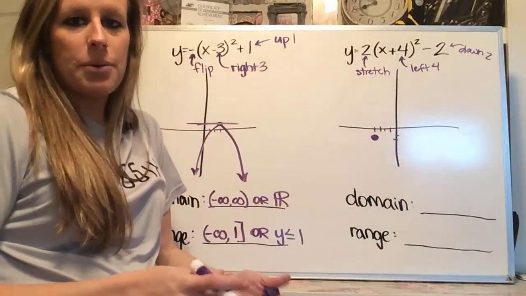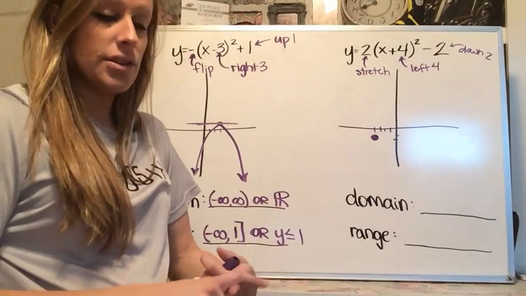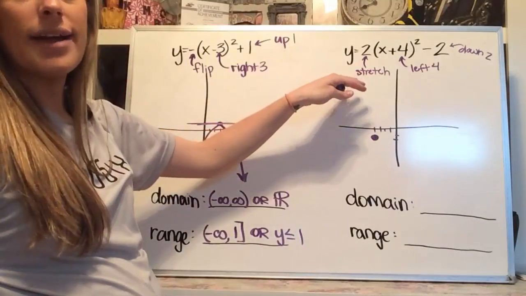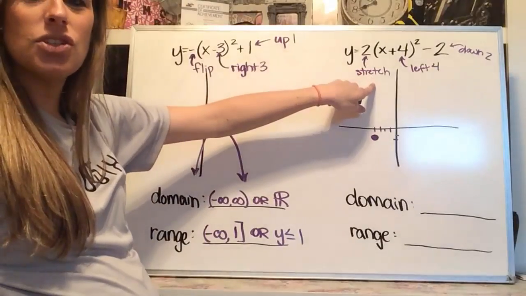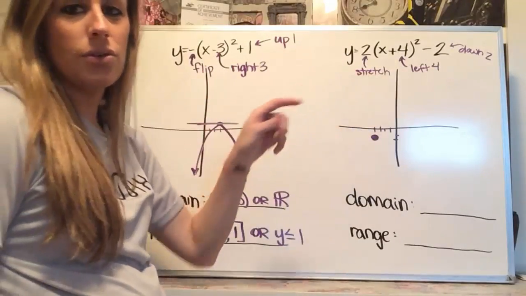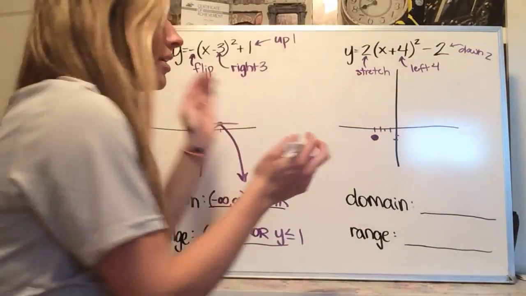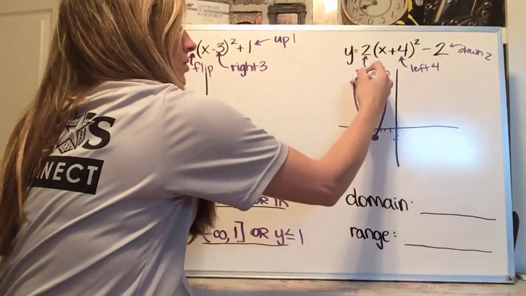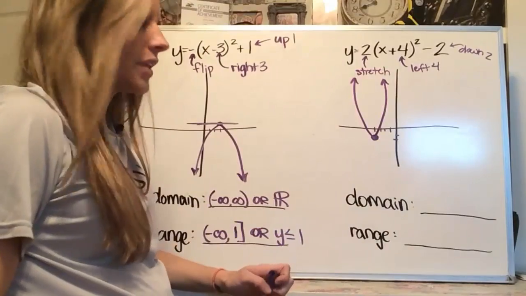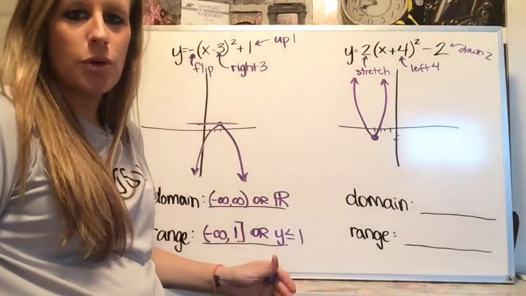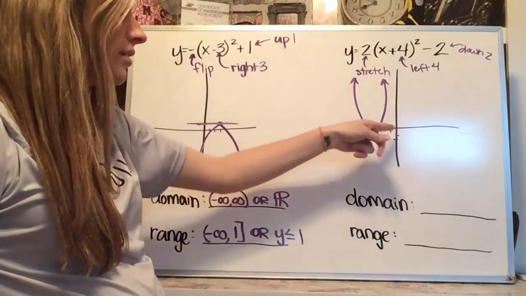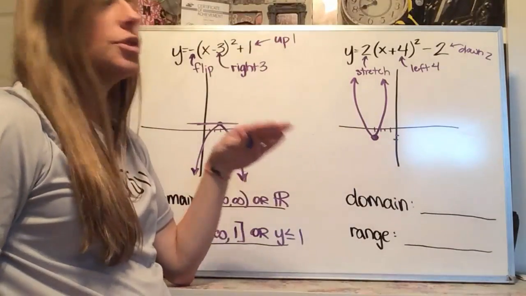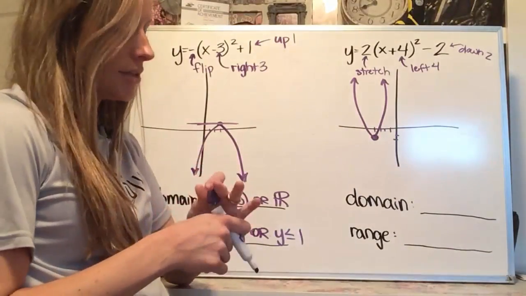Now, before I make my parabola, I would have to think, okay, is it right side up or upside down? Okay, and this one's going to be right side up, but it's going to be stretched by a factor of 2. So it's going to be a little bit skinnier. So it should look like that. Okay, I don't care about exact points, but I should be able to see left 4, down 2, should be a little bit skinnier. Okay, stuff like that.